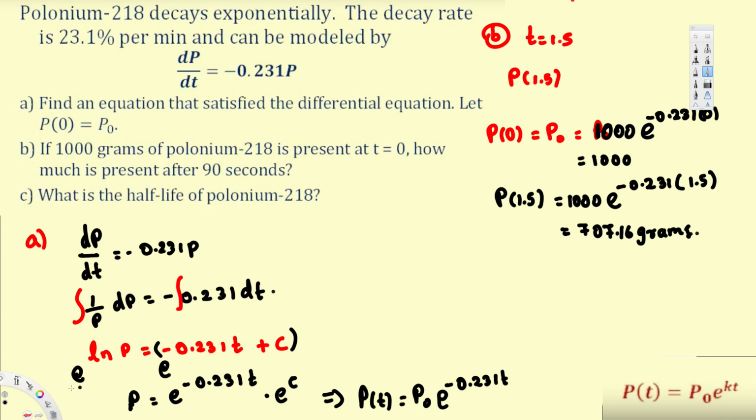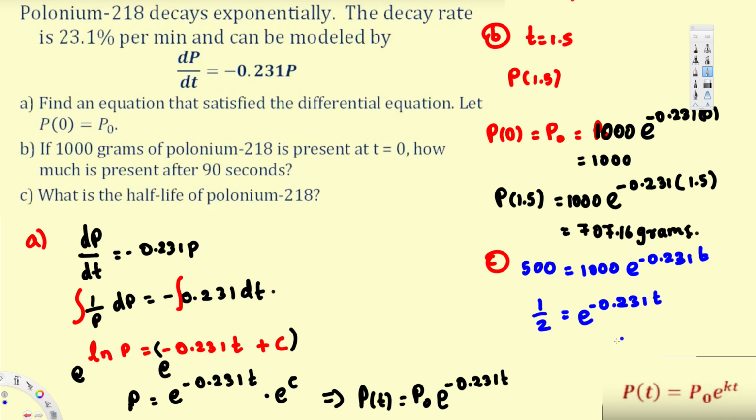Now let's look at the third part. It's asking what is the half-life of polonium 218. Half-life is basically the time it takes to decay half of this value. Initially we have 1000, so half of that is going to be 500. 500 = 1000 e^(-0.231t). We are trying to find t. That's our question, and if I bring this 1000 to this side, that's going to be 500/1000, which becomes 1/2, and on the other side we are going to have e^(-0.231t).